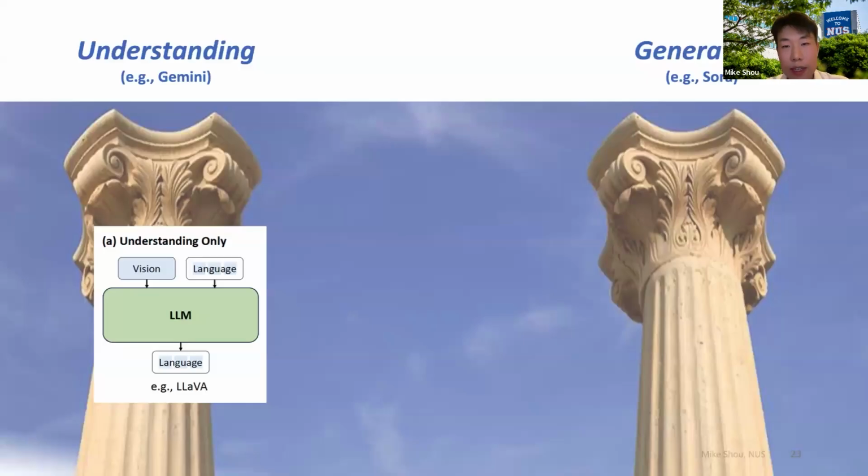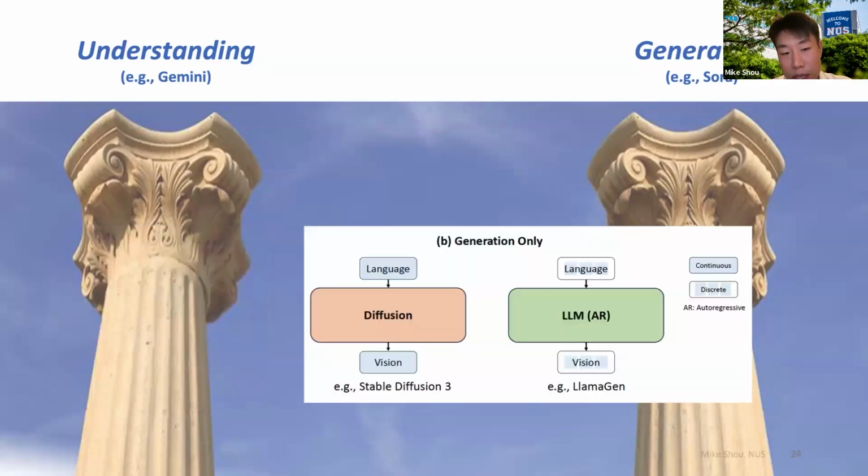If we take a further look at the models, for understanding, nowadays, for example, the LLaVA model is a transformer model. It takes visual input and language tokens as input, and outputs language tokens. And if we look at generation models, you probably have the diffusion transformer, like Stable Diffusion, which takes language as input and outputs visual images.